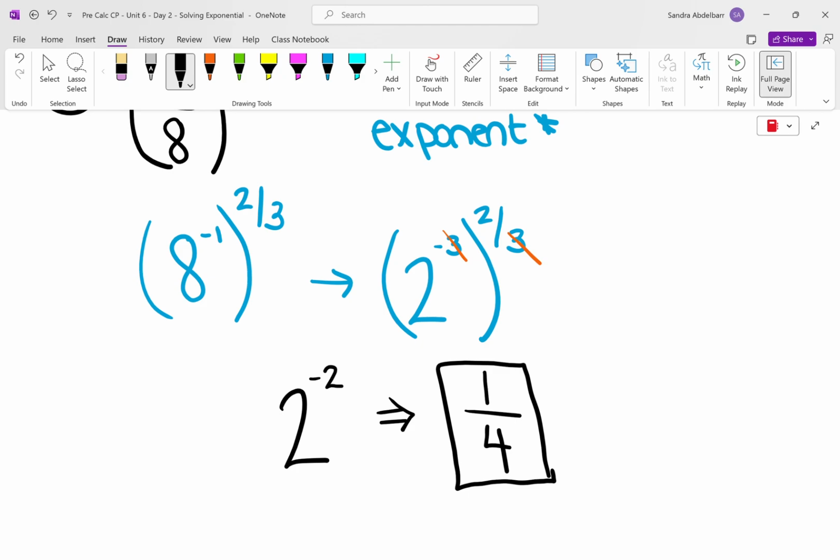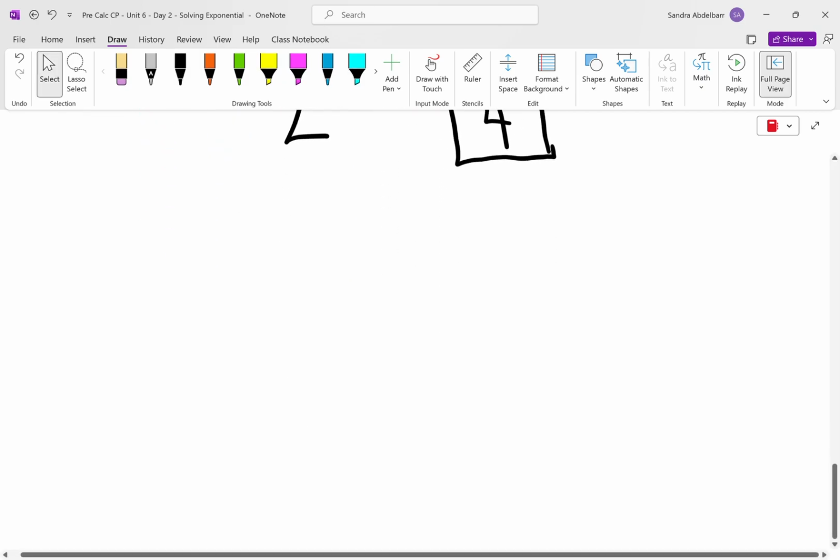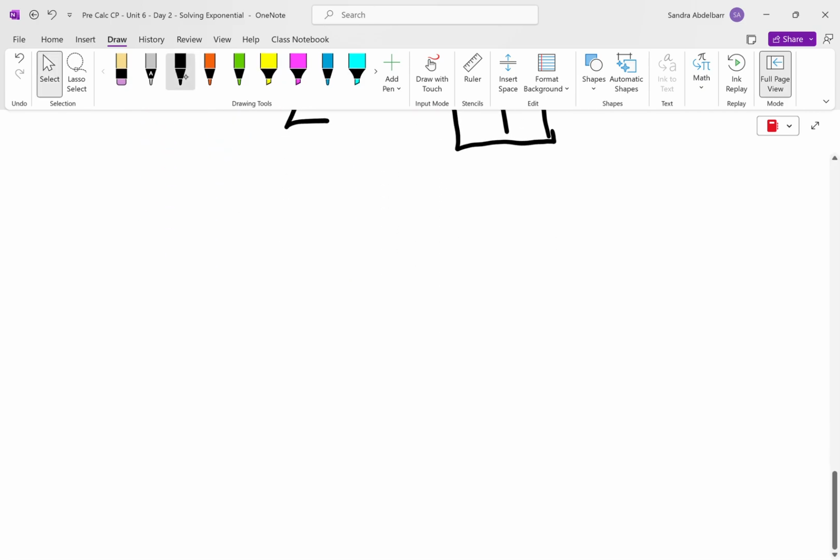Okay, so since we've just practiced simplifying, now let's go into solving. There's 2 different scenarios when we're solving.